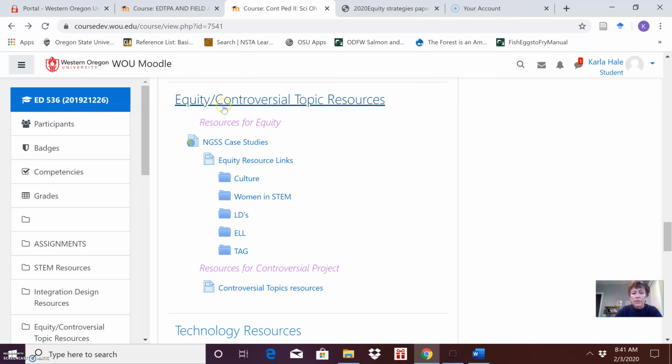If you look under the equity and controversial topic resources, you'll see that there are resources for TAG, ELL, Learning Disabilities, Women in STEM and Culture. Those are all ones you can start with, and then you can add to those with some of your own.